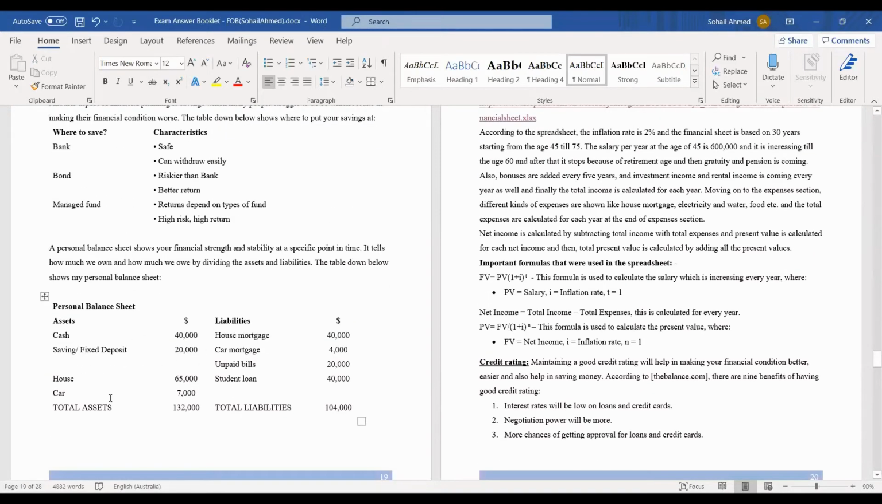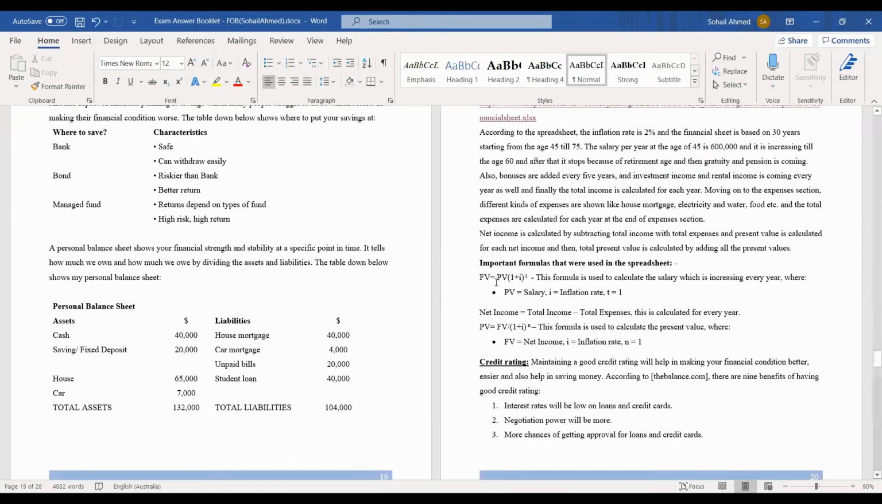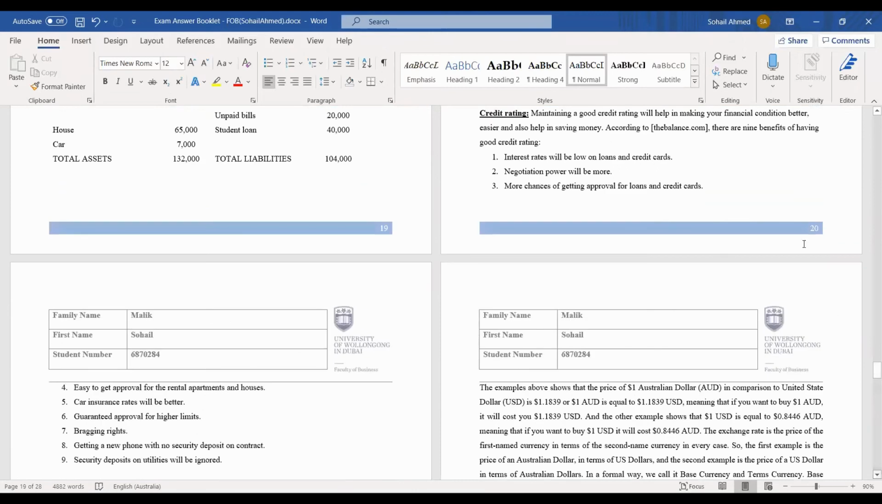And this is my personal balance sheet that I made. As you can see, total assets are more than my total liabilities. And this is the personal finance spreadsheet that I made. As you can see, we have inflation, year, age, salary, invest income, bonus, pension, gratuity, rental income, total income, expenses, all types of expenses, total expenses, net income, present value. And the formulas are written down here. All the important formulas are given here, and this is a credit rating, and the benefits of having a good credit rating. So yeah, that's it.